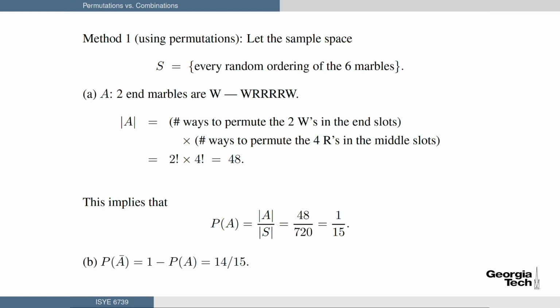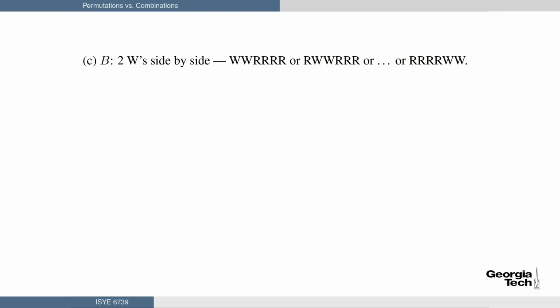And then just as easily, the complementary event, probability of A bar, is 1 minus P of A equals 14 over 15. Okay, great. Now let's look at the last problem I wanted you to do, the probability that the 2 white marbles are side by side. Now this can happen in 5 ways. If you have WW, RRRR, I sound like a pirate, RWW, RRR, or dot, dot, dot, RRRR, WW.